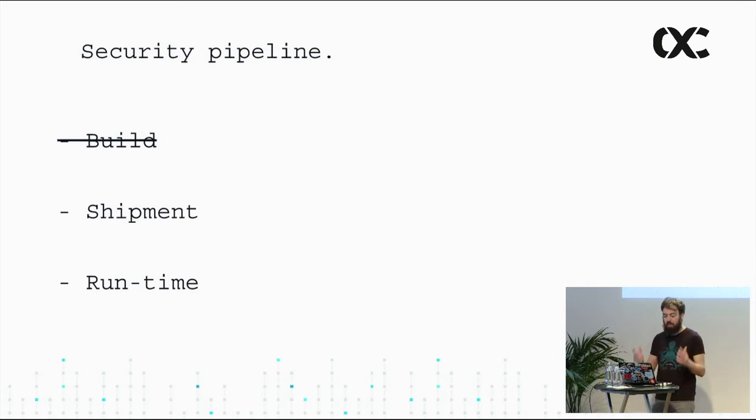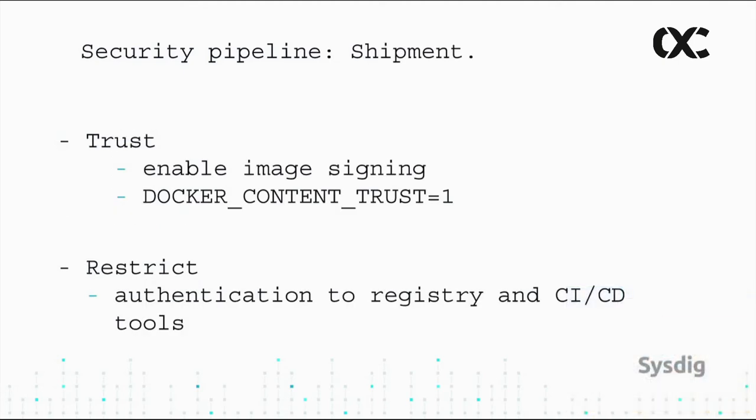Okay, cool. So we have built our image. Now let's move that image into our production servers, the shipment. There are not many things that we can do here, but there are two very important. Number one is trust. Basically, for the image that we build, we need to keep the chain of trust from the build time until the runtime on the production servers. It might be surprising, but this is actually disabled by default in most Docker environments at the moment.